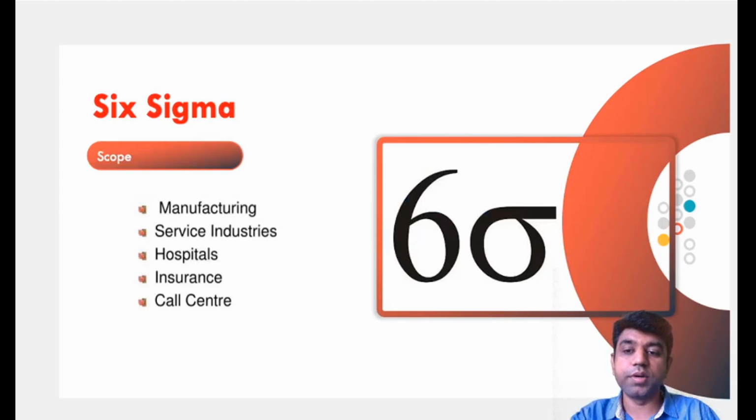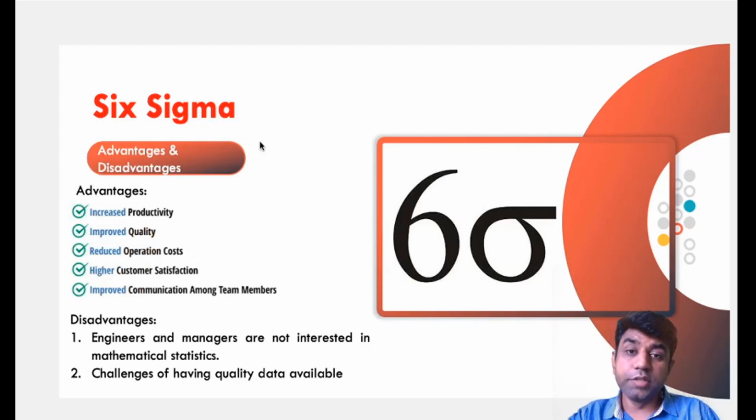per million components, right? Now what is the scope where we can implement this 6 sigma concept? We can implement it in any manufacturing process, in any service industry, in hospitals, in the insurance sector, in any call centers. Coming to the advantages, it increases productivity, it increases quality, it reduces operational cost, it increases customer satisfaction, and improves communication among team members.